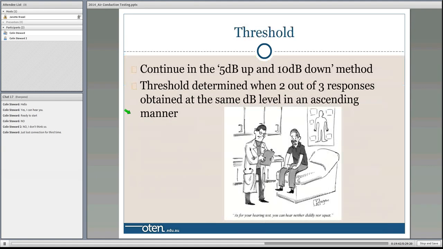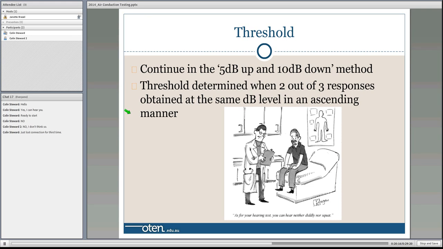Hitting threshold, so we continue on that 5 dB up and 10 dB down method, and now we know we've reached threshold when we get 2 out of 3 responses obtained at the same decibel level in an ascending manner. So once you've come up twice to the same level, you can accept that as threshold. So threshold is determined when two out of three responses are obtained at the same level in an ascending manner.